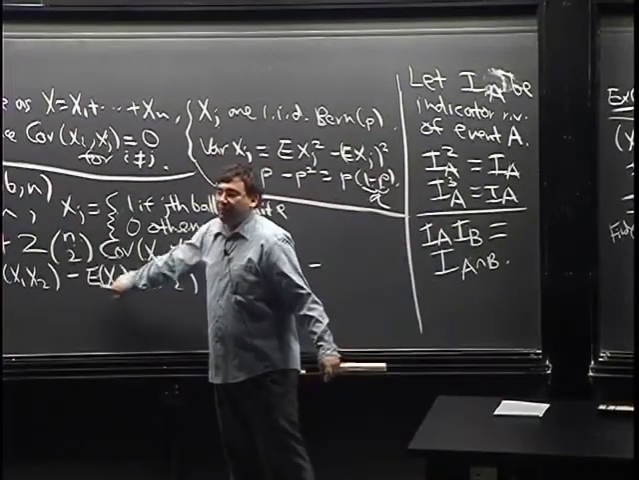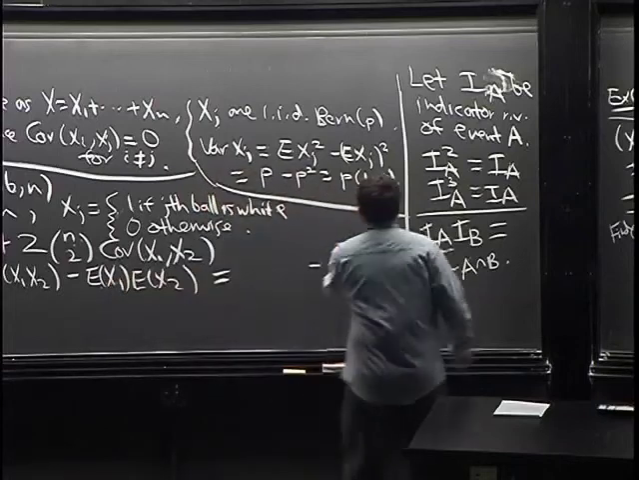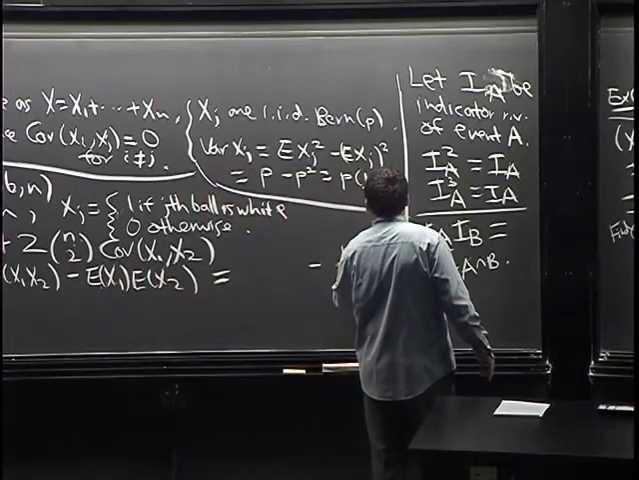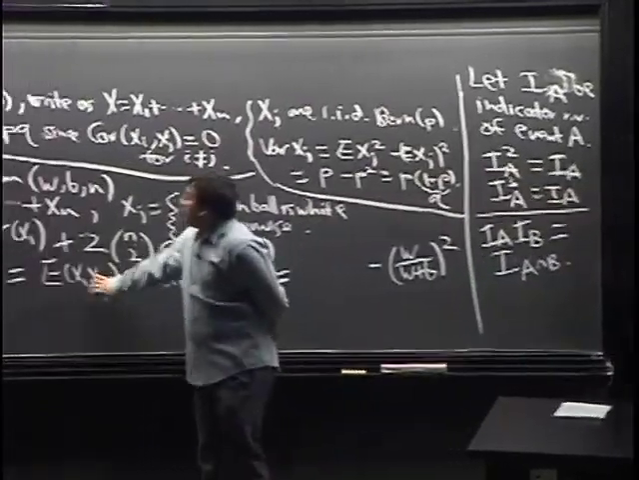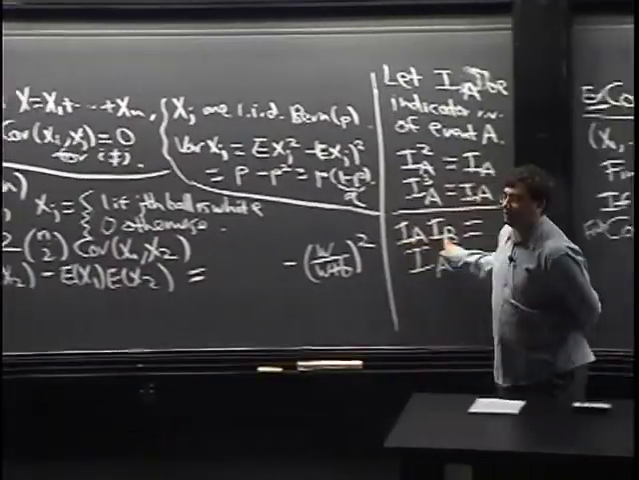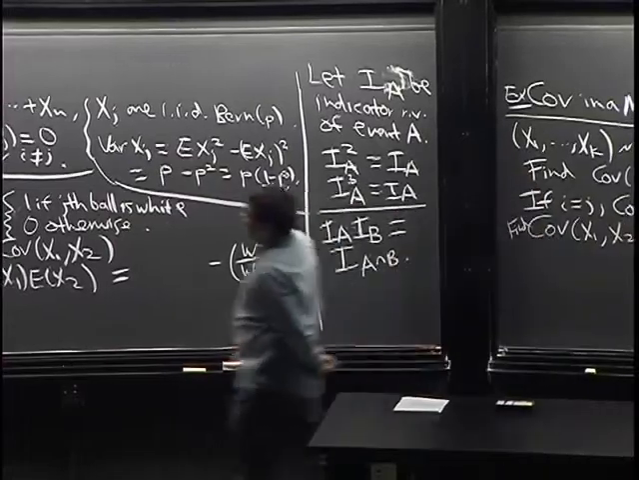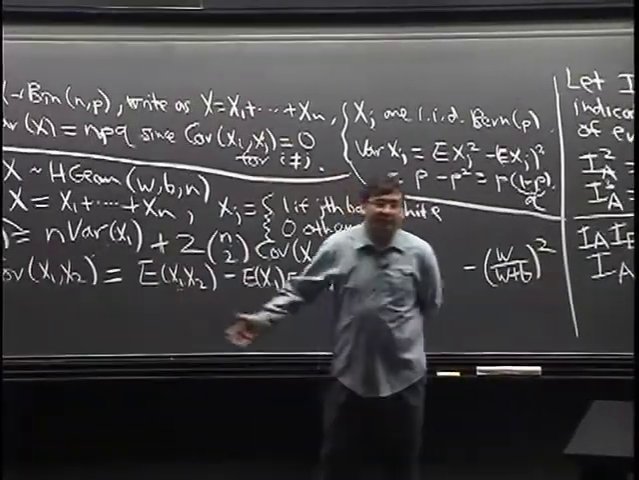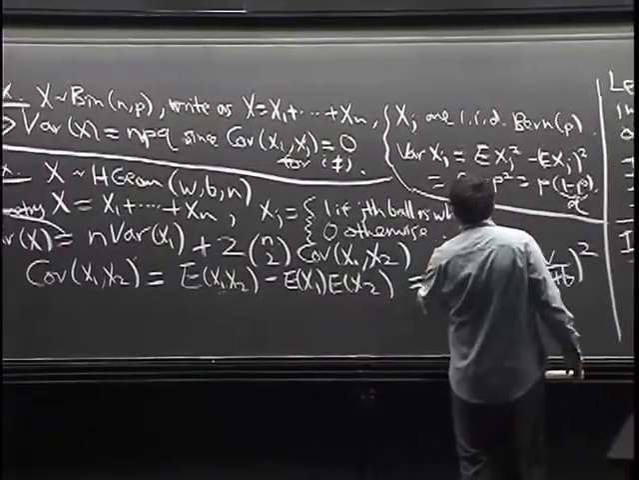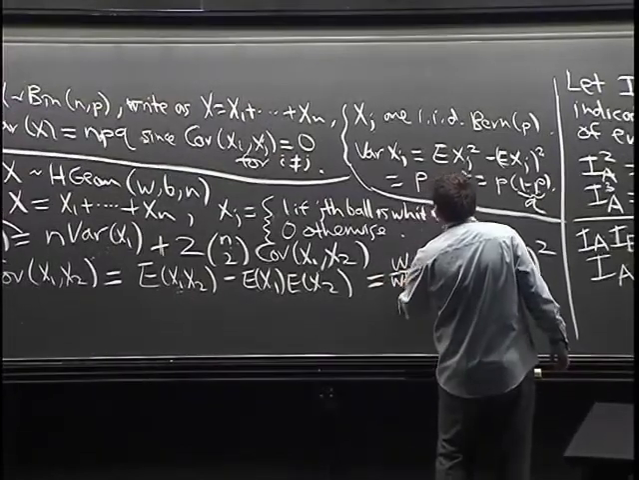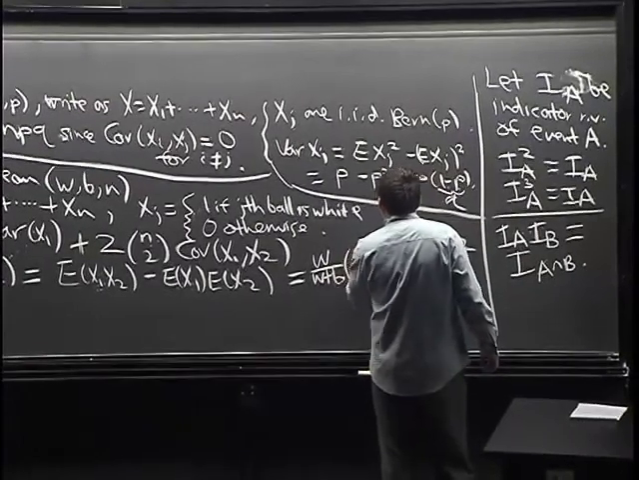Let's do the second term first. That's easy. That's just the probability, the fundamental bridge. The probability that the first ball is white times the probability that the second one is white, but both of those are w over w plus b. Now for the term E of x1 x2, let's use the fact that the product of two indicator random variables is the indicator of the intersection. So that's the probability that the first two balls are both white. Well, the first ball has probability w over w plus b, and then the second ball being white, given that the first ball is white, is w minus 1 over w plus b minus 1.